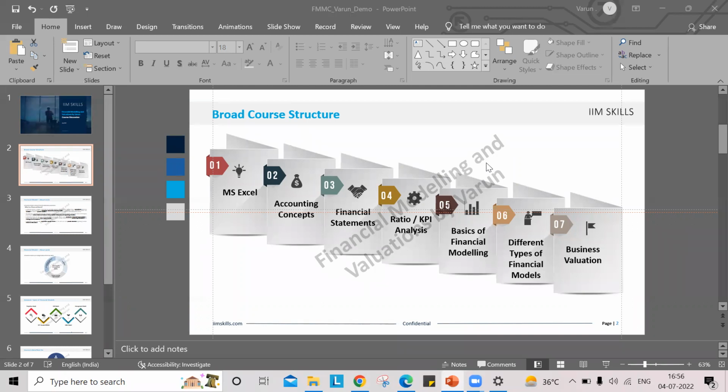Sir, I want to ask one question, and frankly. I was seeing many institutes providing a financial modeling course at around 12 to 15K, but we are charging more than that. So what makes us different from them?